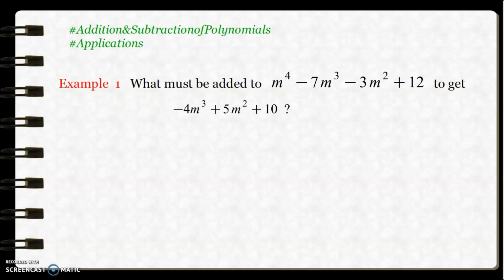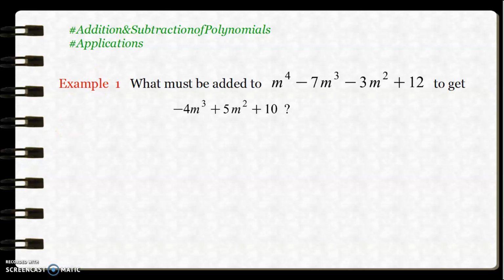Example 1. What must be added to m to the fourth minus 7m cubed minus 3m squared plus 12 to get negative 4m cubed plus 5m squared plus 10? In this type of problem, I suggest you make use of numbers as examples to replace the two polynomials given first, because you might have wrong interpretations of the problem and that will lead to an incorrect answer. So let's use numbers.